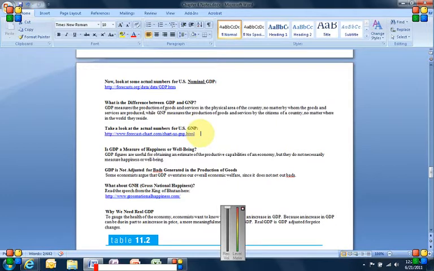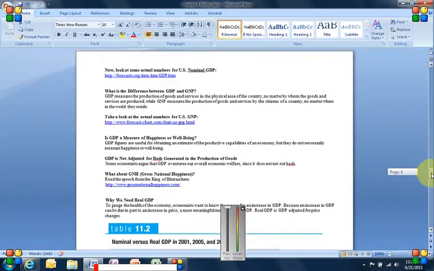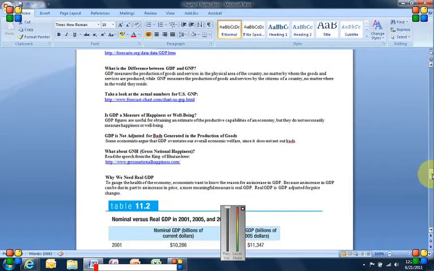Now, is GDP a measure of happiness or well-being? GDP figures are useful for obtaining an estimate of the productive capabilities of an economy, but they don't necessarily measure happiness or well-being. Just because we're producing all kinds of goods and services doesn't mean that people are, even just in an economic sense, provided for.